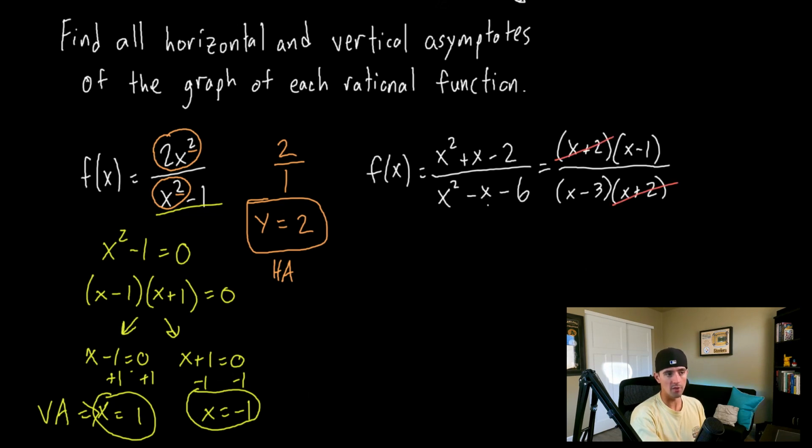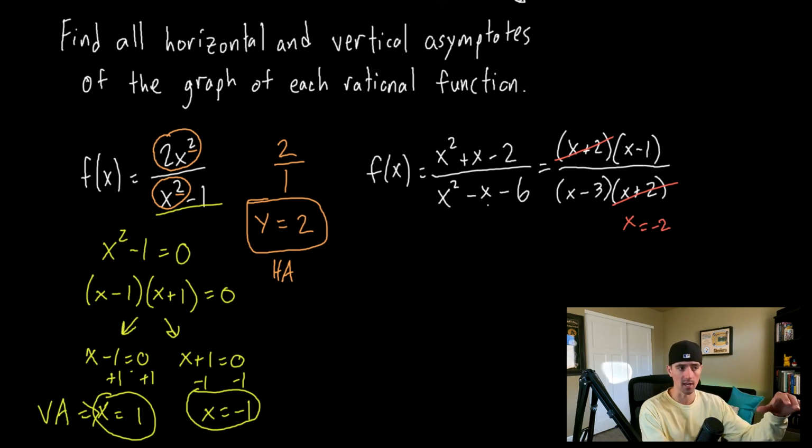They both have an x plus 2 factor in them, which means these rules that we discussed are not necessarily going to tell us where all of our vertical and horizontal asymptotes are. In fact, what this does tell us is that we have a hole at x equals negative 2. So the x value that would cause this factor that canceled to be 0 is actually going to be a hole instead of a vertical asymptote.